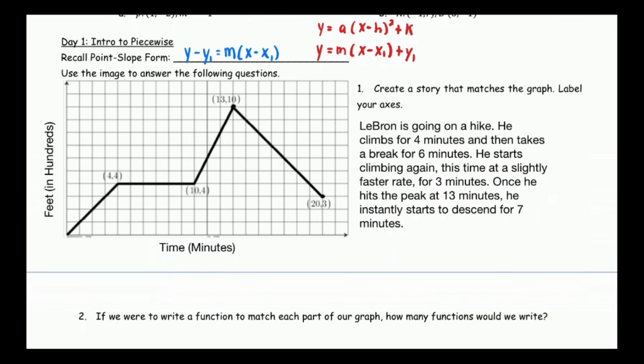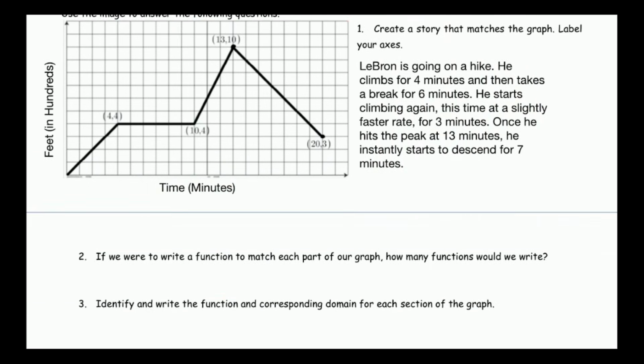So I've labeled my x-axis in time being in minutes, and then my y-axis is feet in hundreds. So if we were to write a function to match each part of our graph, how many functions would we write? Well, we can split that up based off the different parts of our graph. The first part is when LeBron starts his climb. The second part would be when LeBron is taking a break. The third part is when he starts climbing again and he goes a little bit faster. And then the last part would be when he's descending. So we can see we can write 4 different functions here.